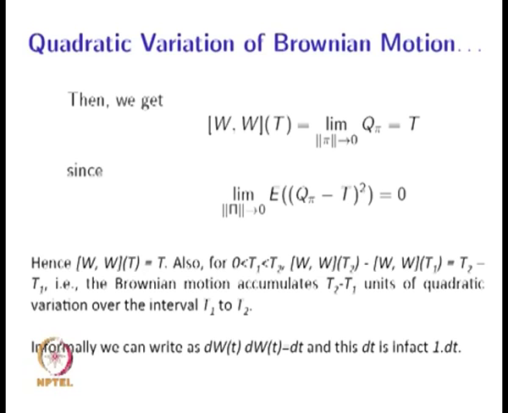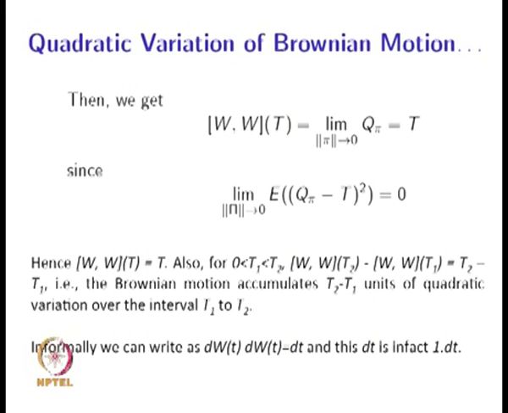Therefore, the second order variation of the Brownian motion W_t over the interval 0 to capital T is nothing but the limit as the norm of π tends to 0 of Q_π, that is the same as T. Since as the limit of the norm of π tends to 0, the expectation of (Q_π minus T) whole square is equal to 0. So the conclusion is the second order or quadratic variation of a Brownian motion is capital T between the interval 0 to capital T.